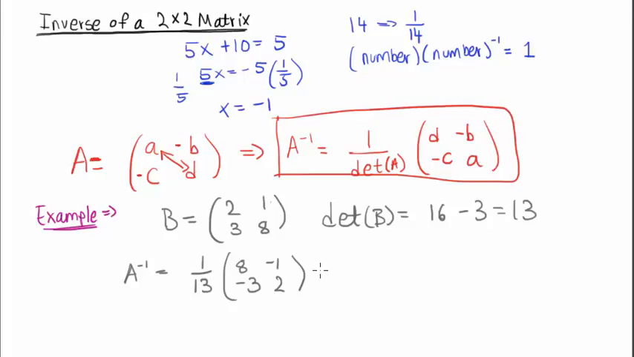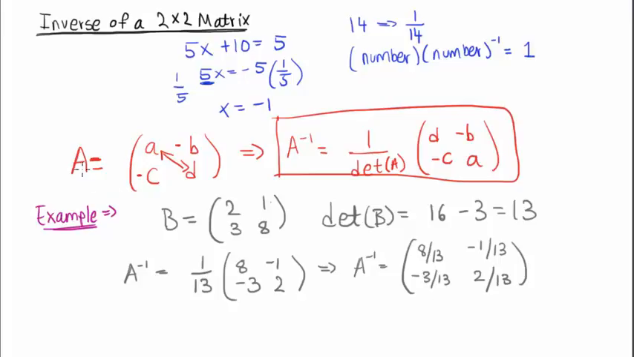Alright, if I want to, this isn't really mandatory, but depending on your instructor or the problem on the exam, you don't need to do this, but let's say you had to, you can just multiply out this constant with each of the elements. So now A inverse is equal to 8 over 13, -1 over 13, -3 over 13, and then 1 over 13 times 2 is just 2 over 13. Okay?